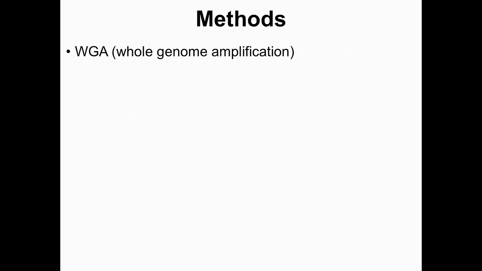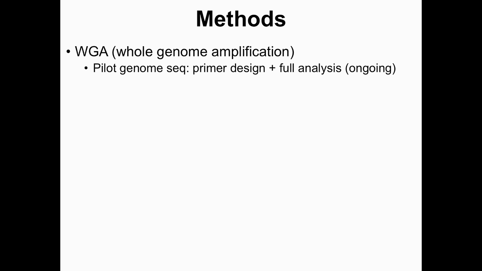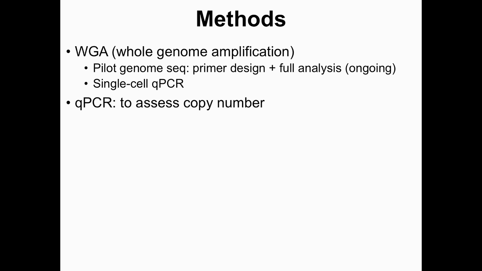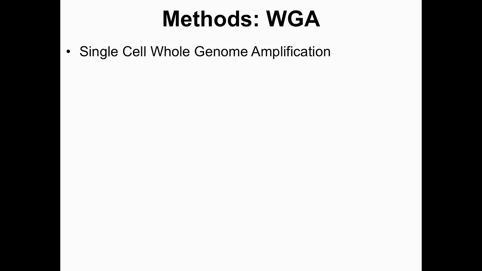We're mainly using 2 methods. One is whole genome amplification, which we use to send our pilot genome sequences and design our primers. Also, we are analyzing the genomic data, which allows us to characterize the single-cell qPCR. The other main method is qPCR, to help us assess the copy number. I will go into a little more detail on the methods.